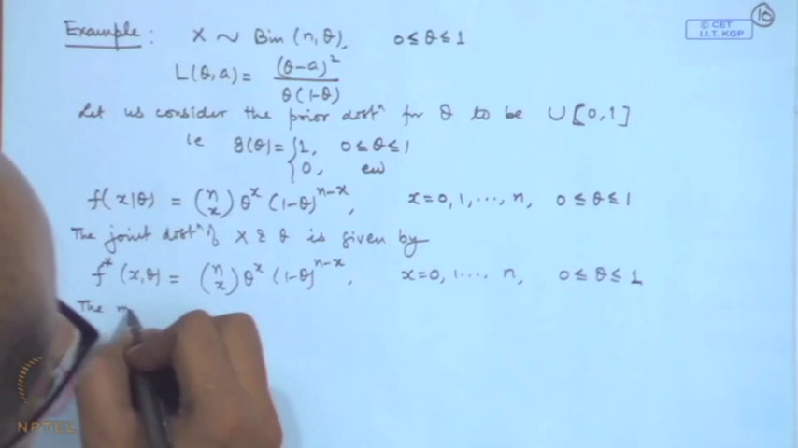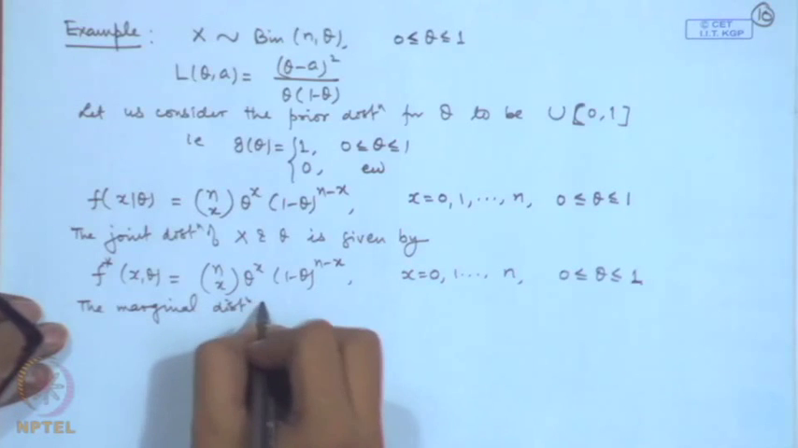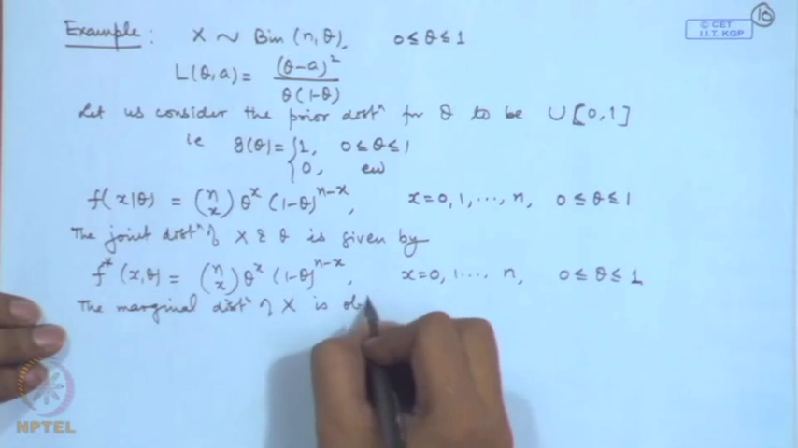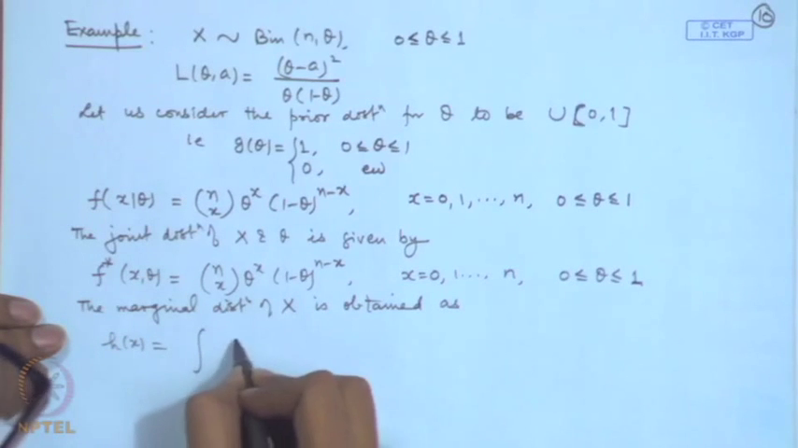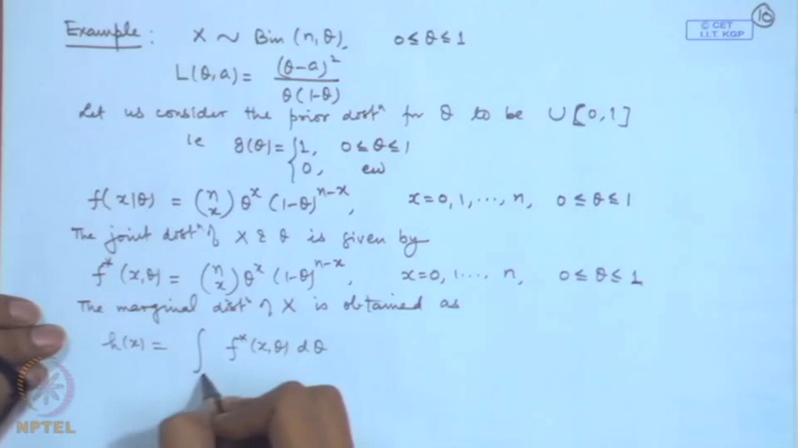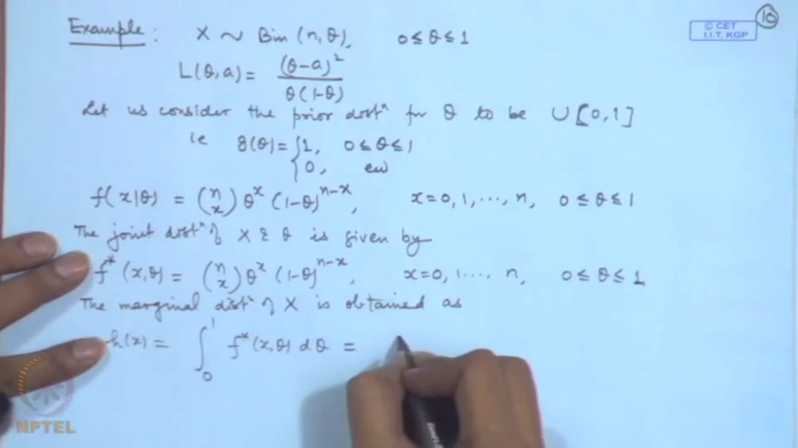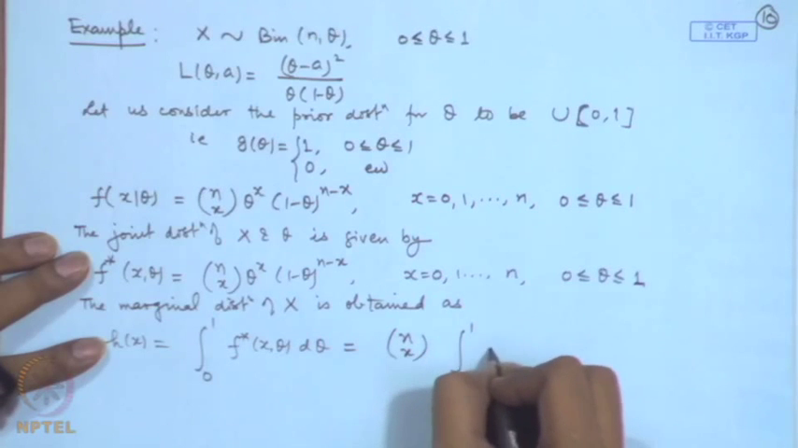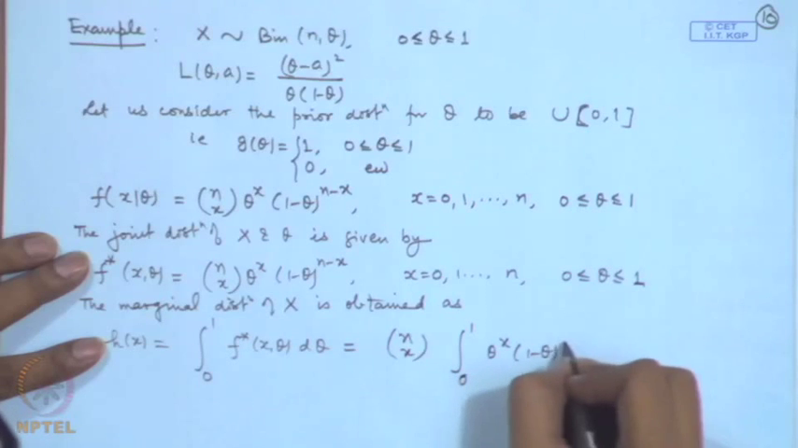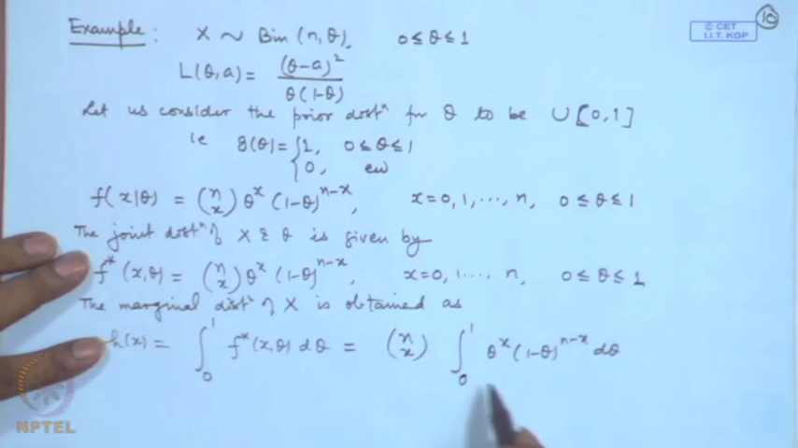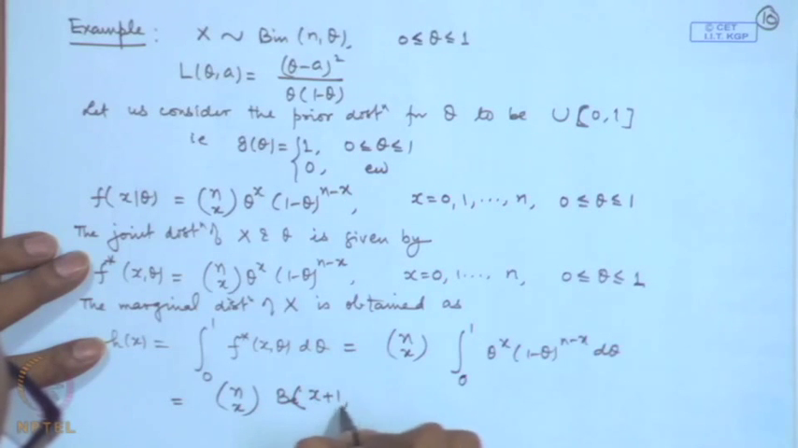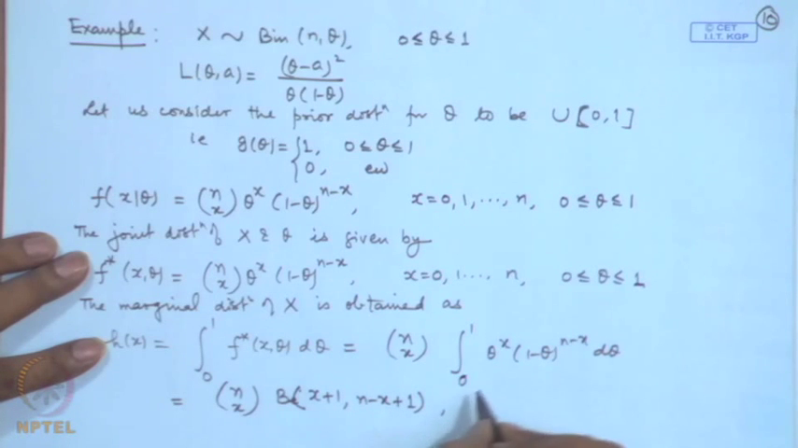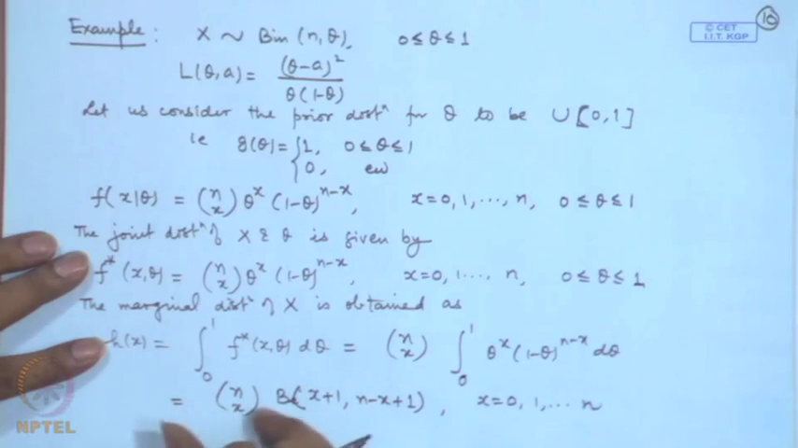So, the marginal distribution of x. Now, since it is continuous in theta, we will integrate it with respect to theta. So, it is integral of f star of x, theta d theta from 0 to 1. In the integration n c x will come out, you get integral from 0 to 1 theta to the power x (1 minus theta) to the power n minus x d theta, but this is nothing but a beta function. So, we get the value as n c x beta of (x plus 1, n minus x plus 1) for x equal to 0, 1 to n. Actually, it is a proper probability mass function. If you want to see, we can actually simplify this and check it.